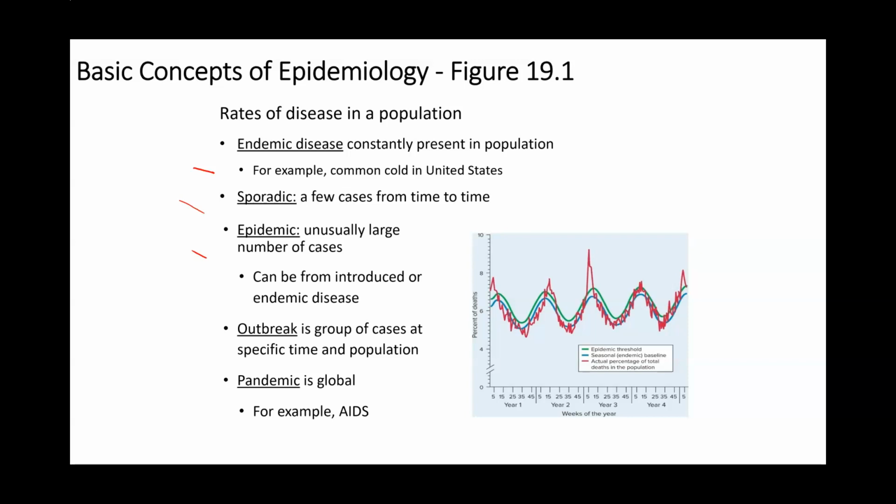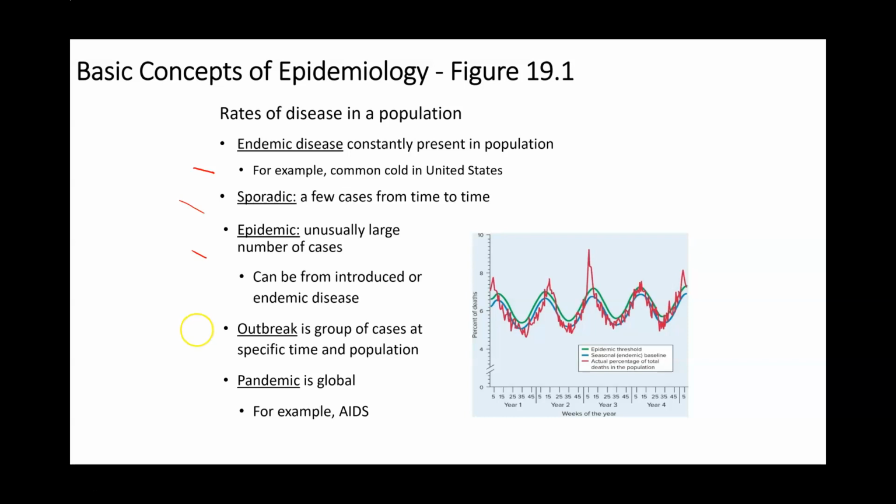An epidemic then is an unusually large number of cases that occurs, and this can be introduced or an endemic disease. So we have epidemics of the flu, typically between October and January. We have an epidemic of influenza.